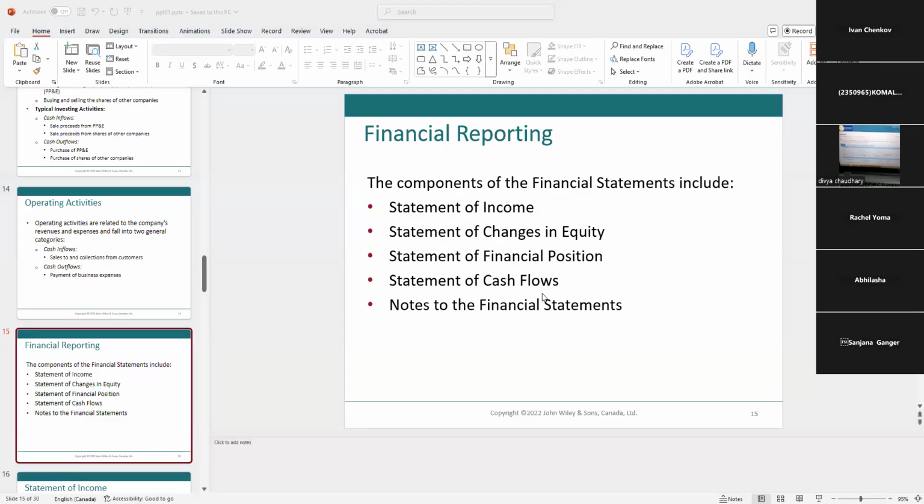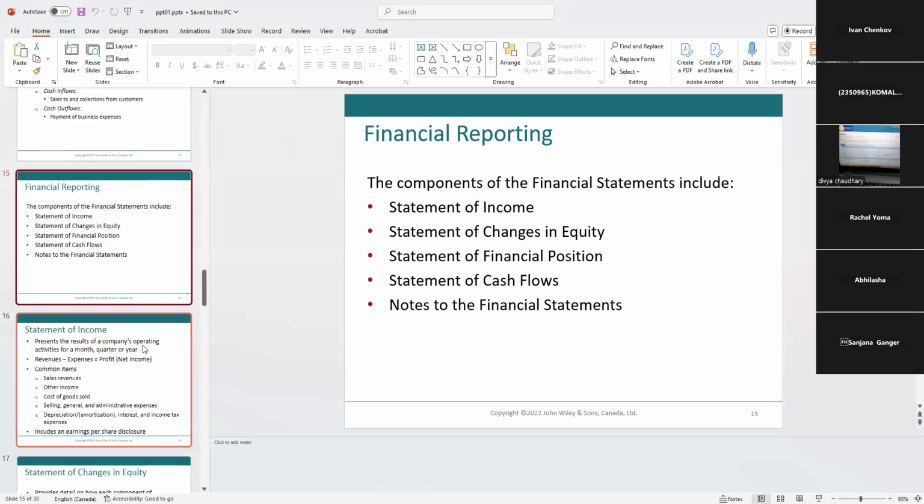Okay, financial reporting. There are 5 financial statements that every investor and creditor wants to see, and every company has to prepare. One is the statement of income. The other one is statement of changes in equity. The next one is statement of financial position. Fourth one is statement of cash flow, and notes to financial statement is the very last one. Let's go one after another to see what each is about.